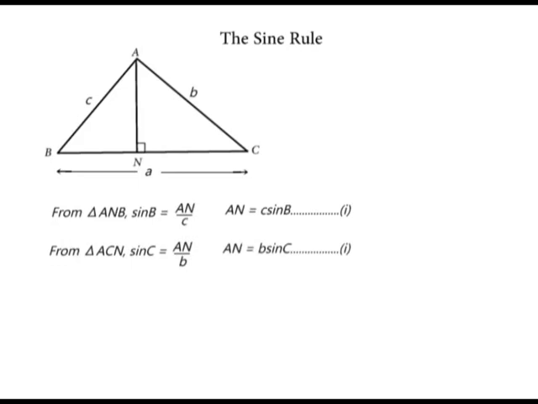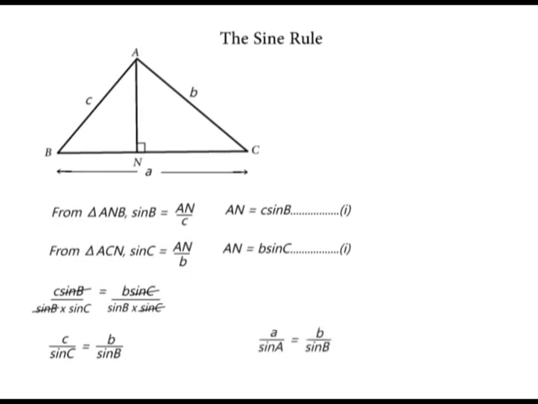Looking at the two equations, the left-hand sides are equal. It means we can equate the right-hand sides as well. And so C sine B is equal to B sine C. If we divide both sides by sine B and sine C, we shall get these ones cancel out, and we remain with C over sine C is equal to B over sine B. It follows that A over sine A is equal to B over sine B and is equal to C over sine C. This is the sine rule, and it can be used to calculate the sizes of angles and sides of triangles.